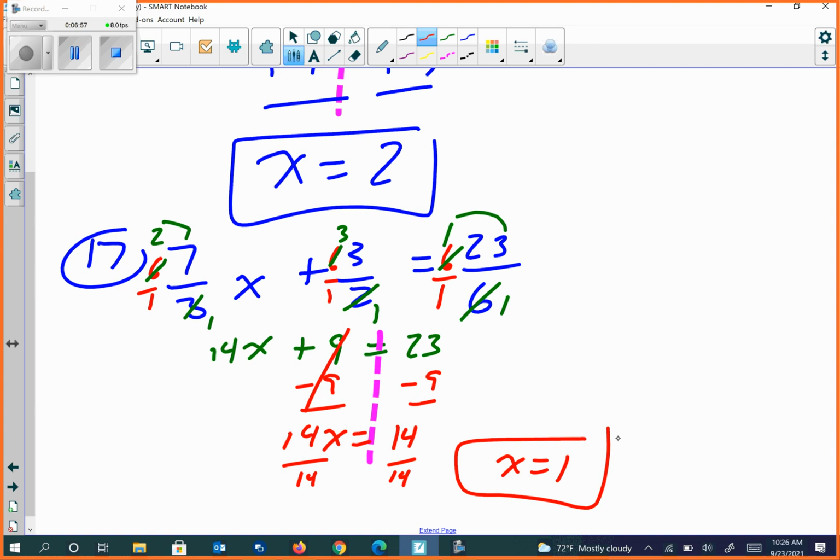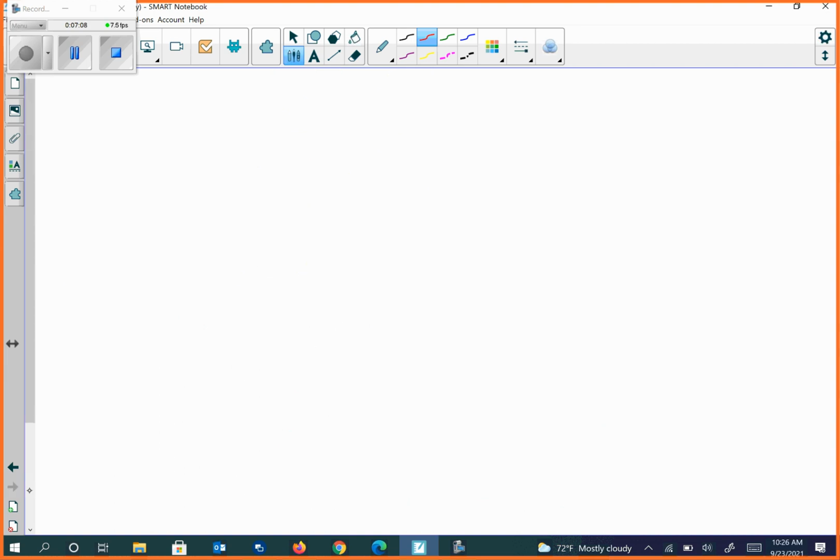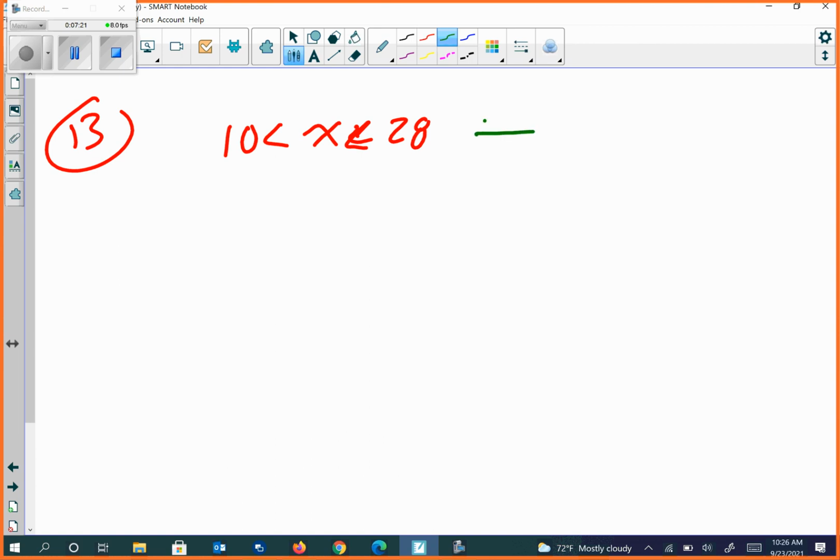Yes, ma'am? For 13, why would you put a less than sign in front or after? Okay, so that's a great question. I think I had this for an answer on 13. Was it something like this I did? Yeah. Okay, so let's break this up. This is called a compound inequality. This is a great question, by the way.